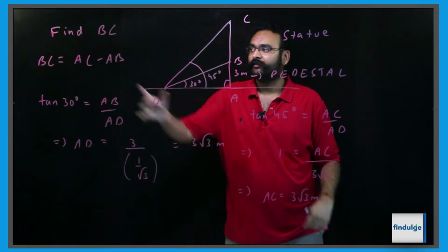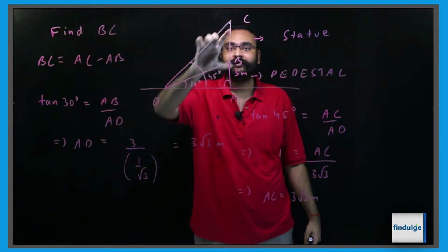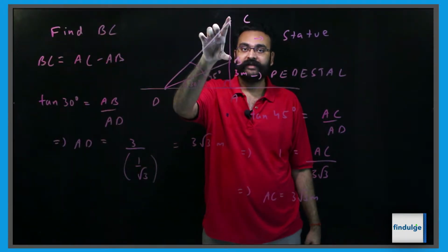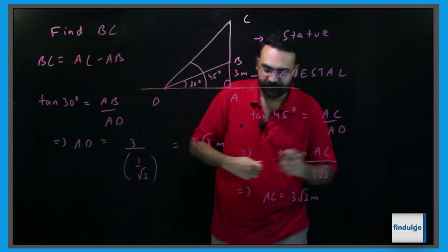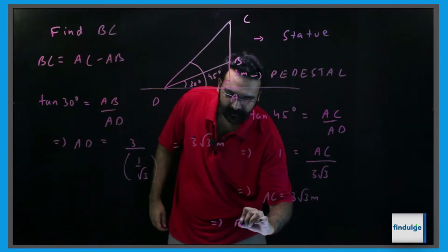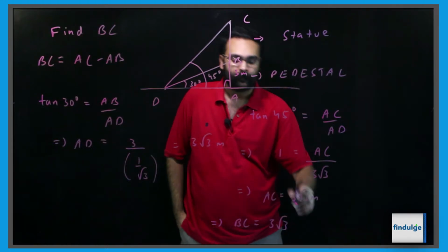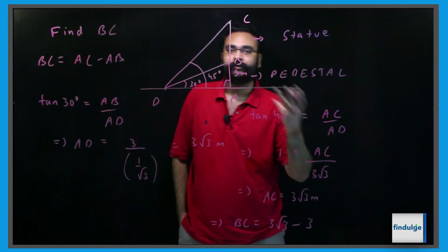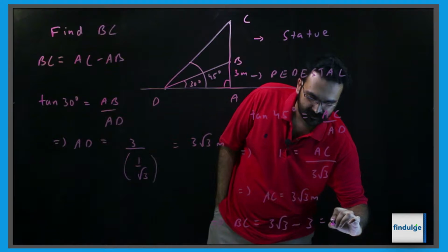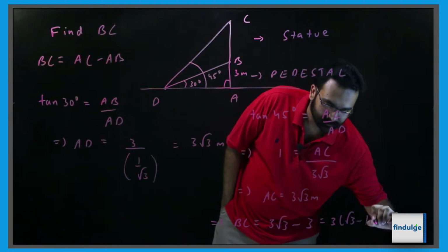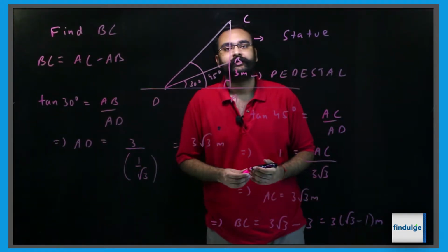And finally, the final goal was to find the height of the statue, BC, which is AC minus AB, which means BC is equal to 3 root 3 minus 3, because that is already given, which is 3 into root 3 minus 1 meters.